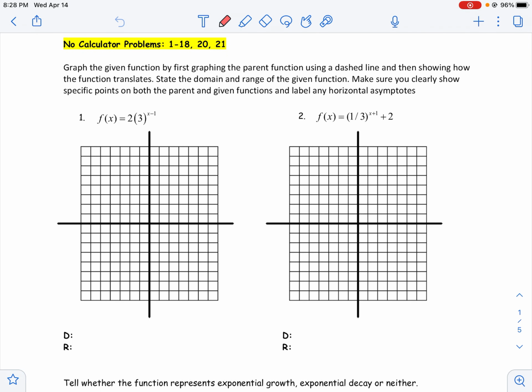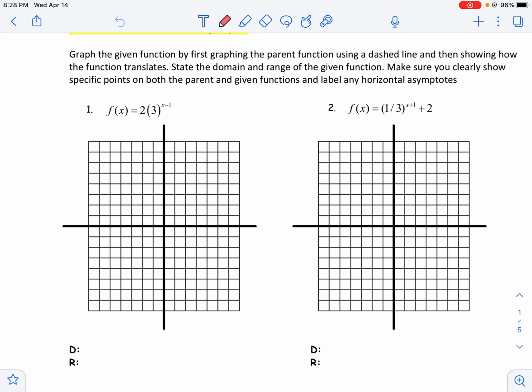For these first two questions asking us to graph the function, by first graphing the parent function, you don't necessarily need to use a dash line, but just showing those points. And then it wants us to state the domain and range of the given function and make sure we clearly show specific points on both the parent and given functions.